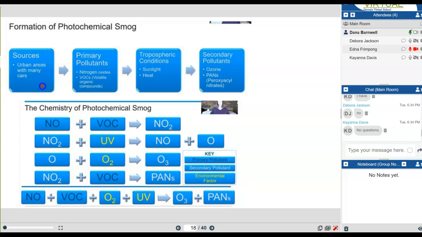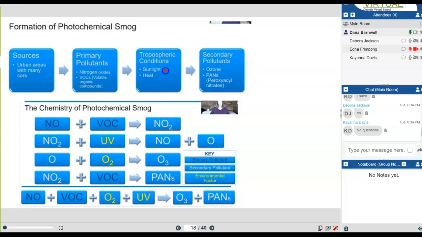So let's step through this. Again, we've talked about LA as an urban area with many, many cars. So this is our primary source of photochemical smog. These cars are burning fossil fuels, and they are emitting these nitrogen oxides and the volatile organic compounds, the VOCs. So these are our primary pollutants. Now, within the troposphere, there are some conditions that are going to enhance the production of our secondary pollutants.